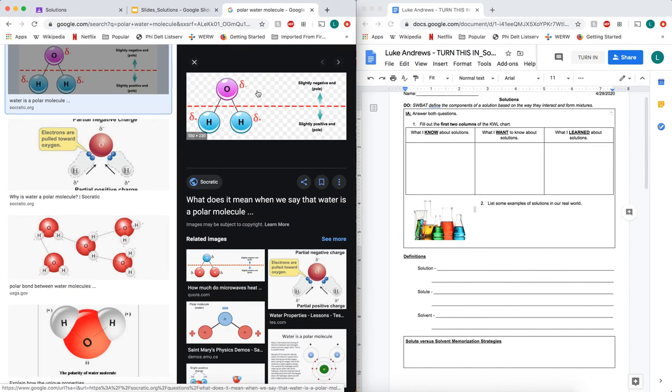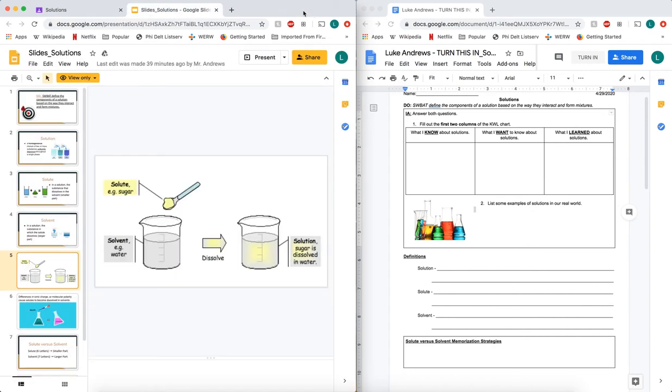Bring up an image. The oxygen side is negative, and the hydrogen side of the molecule is positive. It's that positive and negative end that allows water to be such an efficient solvent, because it dissolves salt, which has a positive ion and a negative ion. Water also dissolves sugar, which is a polar covalent compound. So if we have charges, they will dissolve each other. Those are some things that we can look for and remind ourselves of as we go forward.